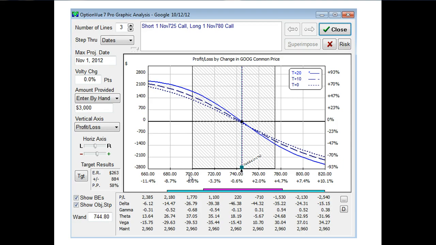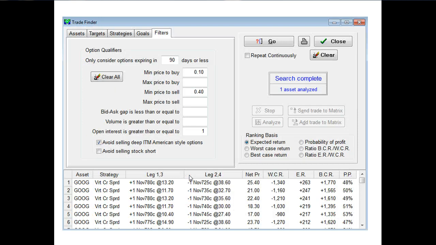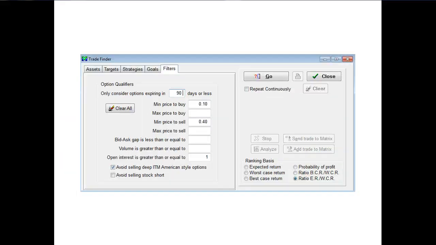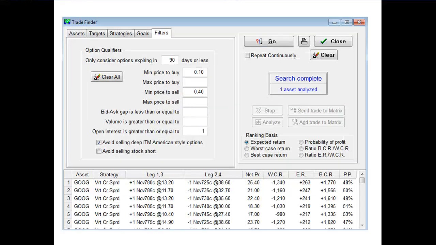All right, now, skip screens. What I did here, filters. We now click the go button.